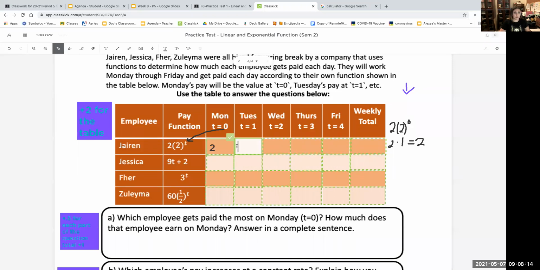From here, the trick is to look at this number right here. And that lets me know what my pattern is going to be. This is exponential, and this is a whole number. So I know I'm going to have a multiplication pattern. What am I multiplying? I'm multiplying by 2.